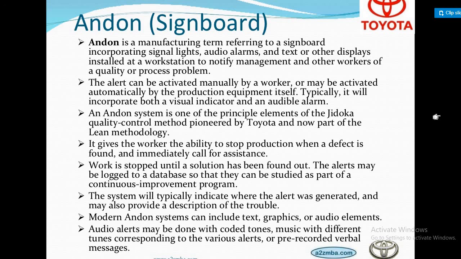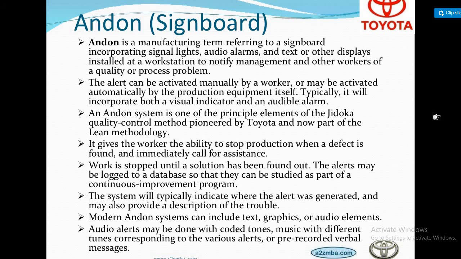As you can see in an organization, there are very many audible alerts and visual indicators. The Andon system is one of the principal elements of the Jidoka quality control method pioneered by the Toyota production system and now part of the lean methodology. It gives the worker the ability to stop production when a defect is found and immediately call for assistance. Work is stopped until the solution has been found.